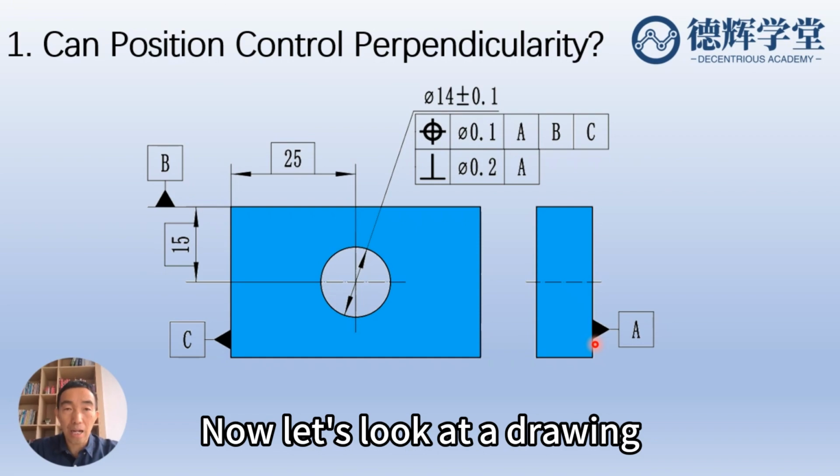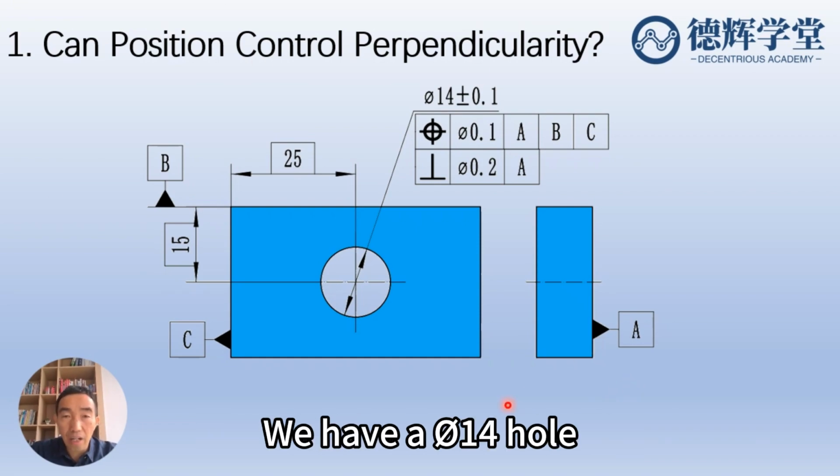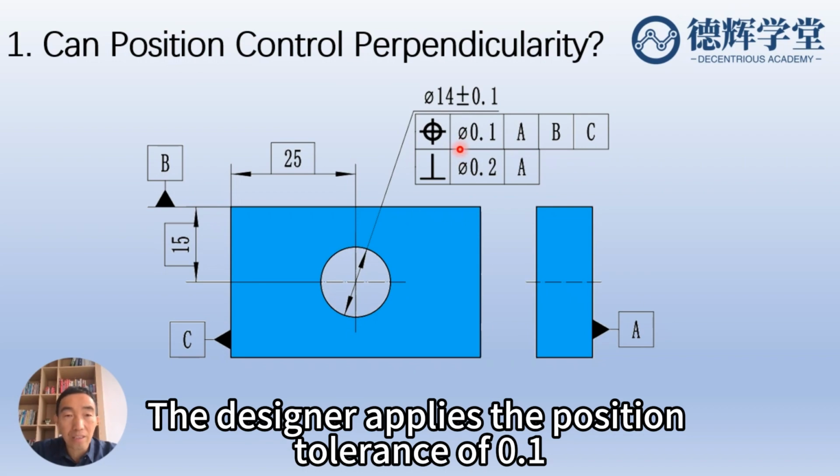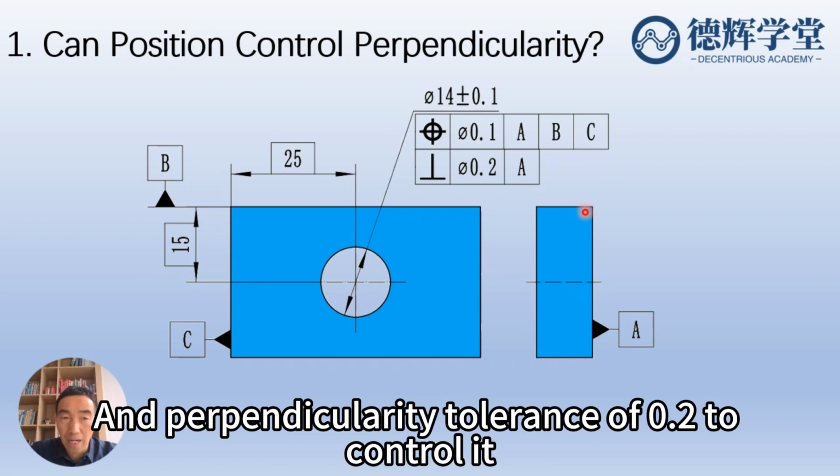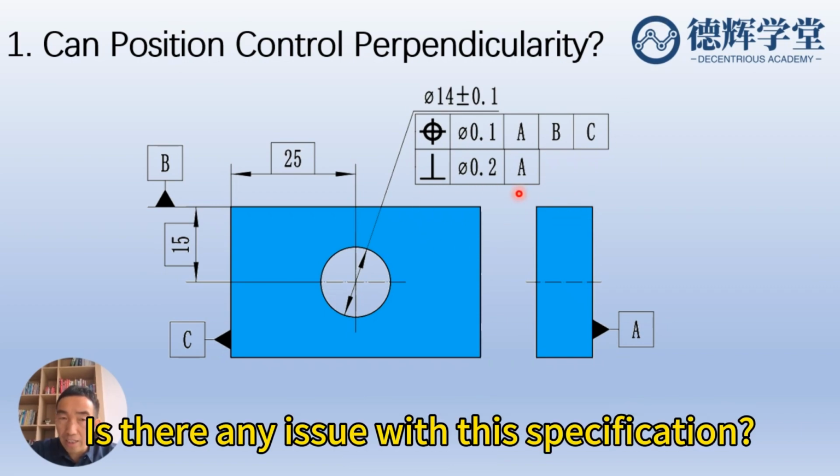Now, let's look at a drawing. We have a 14 mm diameter hole. The designer applies a position tolerance of 0.1 and a perpendicularity tolerance of 0.2 to control it. Is there any issue with this specification?